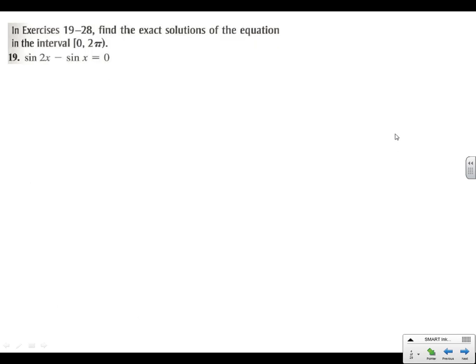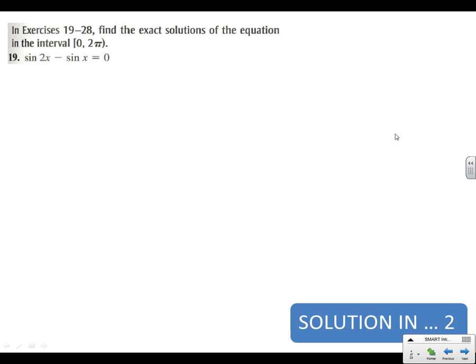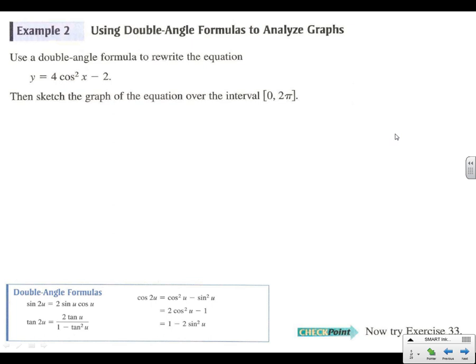Problem 19. We're going to use a double angle formula here, and we can forget about the sketching. Remember, in chapter 5, we're not going to be going over anything graphically. So when the textbook is asking for the sketches, I'm not going to be asking you for those for this section. So double angle here, we've got 4 cosine squared minus 2.